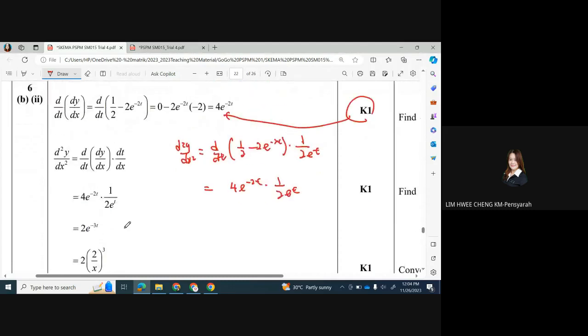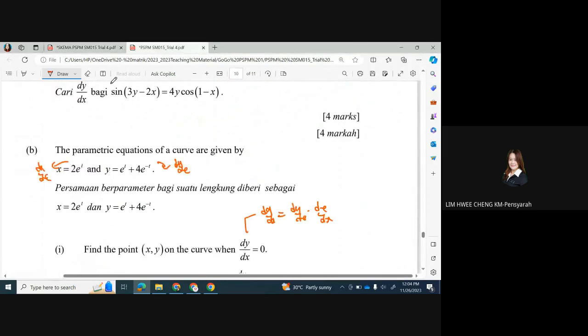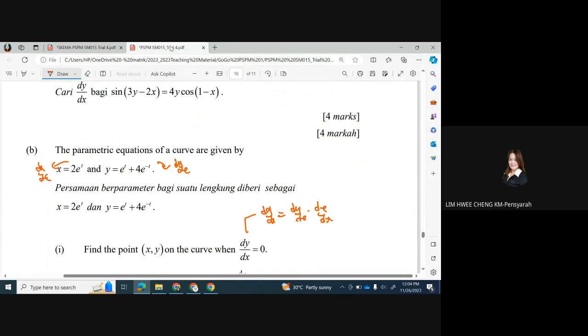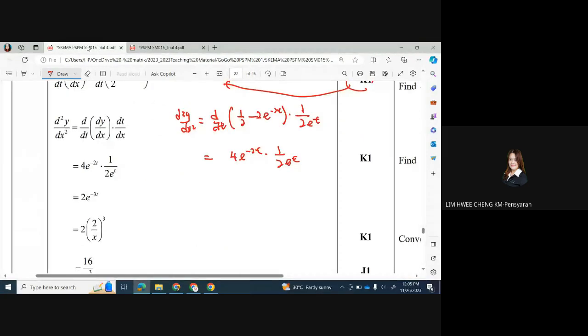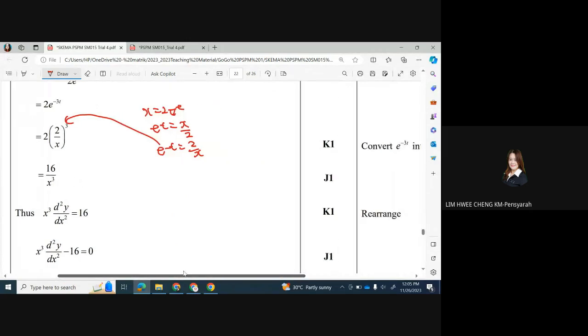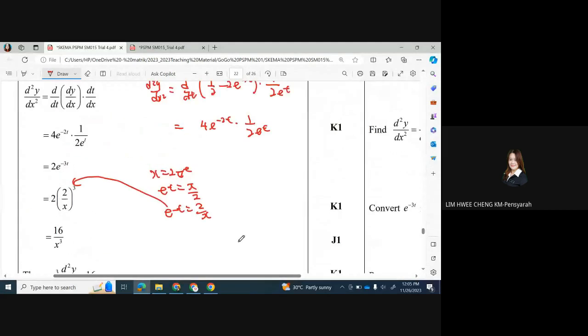Okay, ganti balik. Sebab macam mana nak ganti balik? Because you look at your question. Maka unit yang ganti adalah 2/x lah. Okay, 2/x kuasa 3 masukkan kat sini. So you will get 16/x3. Okay, so yang ini second derivative.